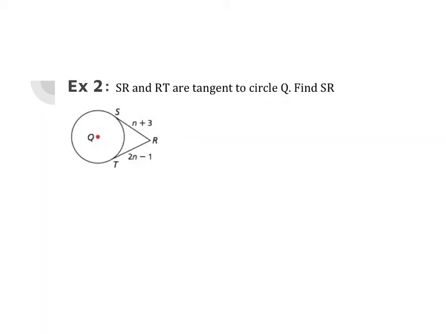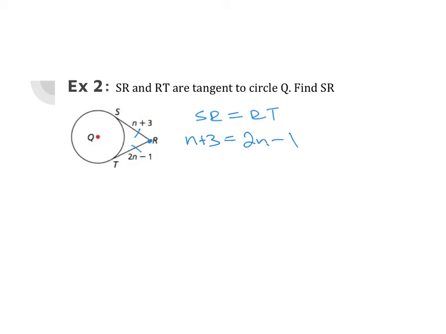Applying that same property in our second example here, we see that we have SR and RT that are both tangents to circle Q. We want to find the length of SR. So knowing that SR and RT are both tangent lines and they intersect at a point outside of our circle at R, I know that they have to be congruent. So I know that SR has to be equal to RT. By plugging in what SR and what TR are represented from our diagram, I get my following equation of n plus 3 equals 2n minus 1.